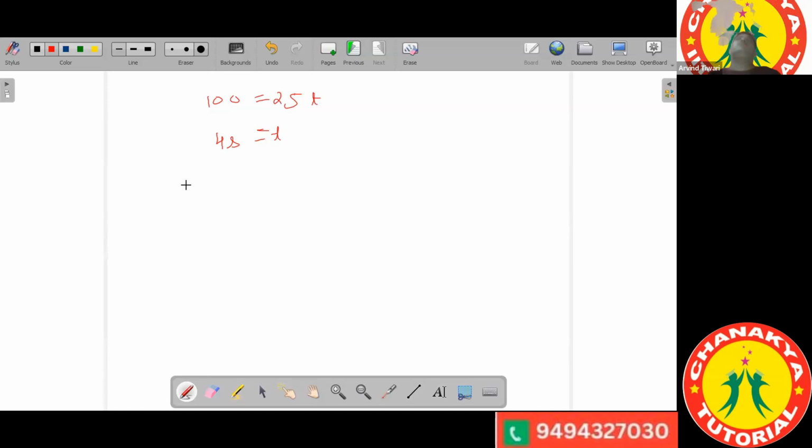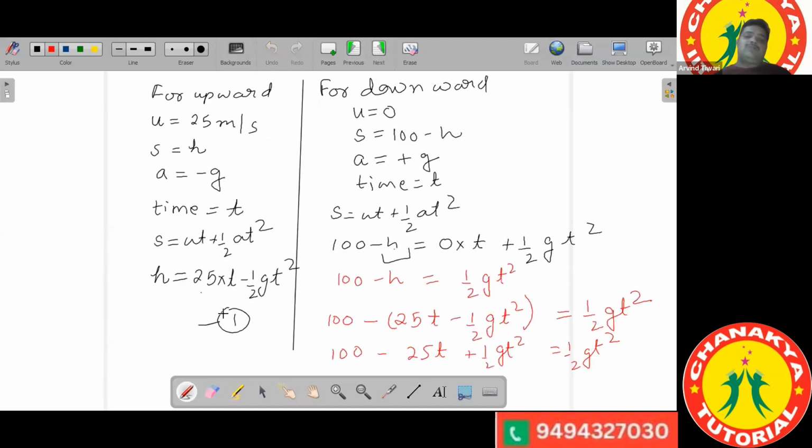Okay, so when will both stones meet? After how much time will the stones meet? After 4 seconds. Now, can you tell where will they meet? Put the value of t and obtain the value of height. At what height do they meet? We already have an equation in terms of h here. We have h equals 25t minus 1 by 2 gt squared. We can put the values.